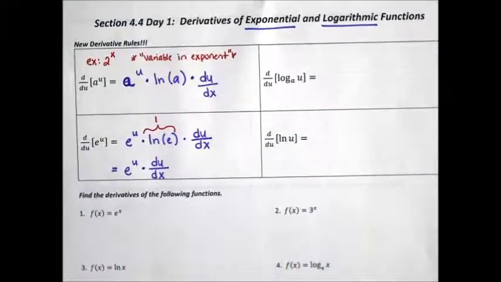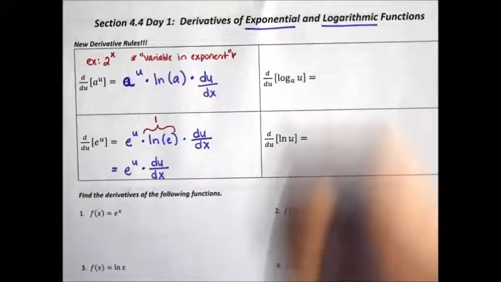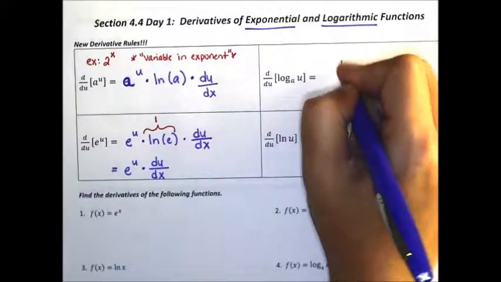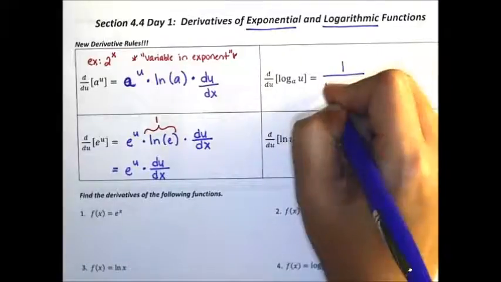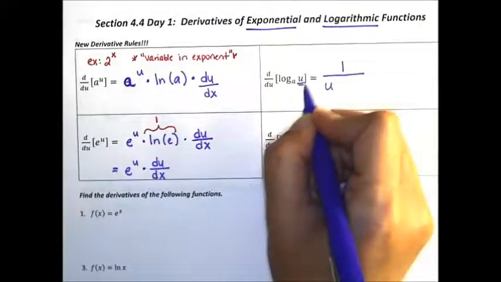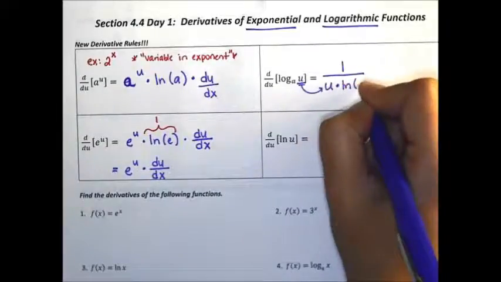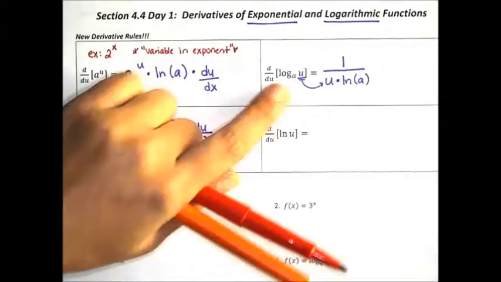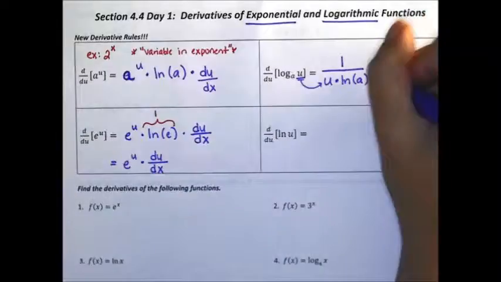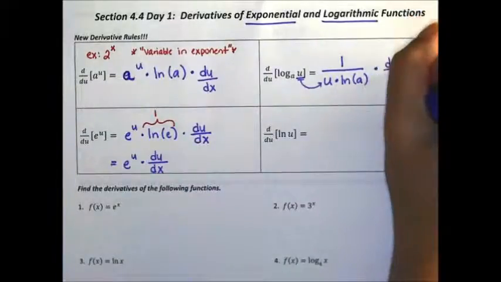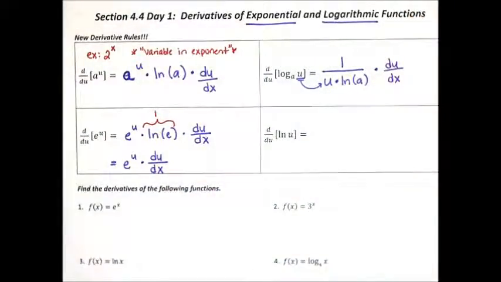Now, let's talk about logarithms. So if you ever see a logarithm and it asks you to take the derivative, the rule is this: 1 over the stuff. Whatever the stuff is, you put it on the bottom, times the natural log of the base. So a, whatever the little number is, times the derivative of the stuff. That's the chain rule part of it.